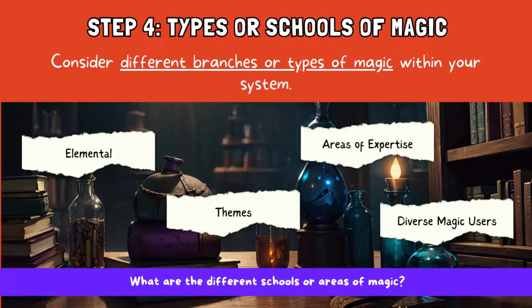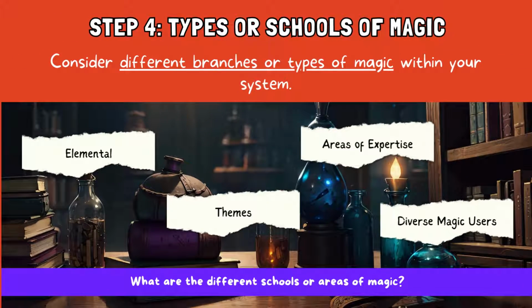Step 4. Consider different branches or types of magic within your system. These can be elemental, such as fire, water, air, earth, thematic, such as healing, illusion, necromancy, or something unique to your world. Different types of magic allow for specialization and diversity among magic users. They also offer more depth and creativity in how magic manifests. Types can derive from personality, culture, strategy, ideology, and more.